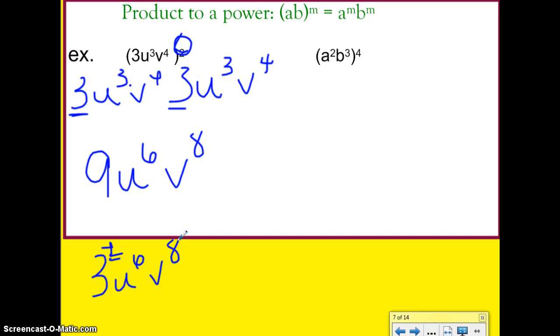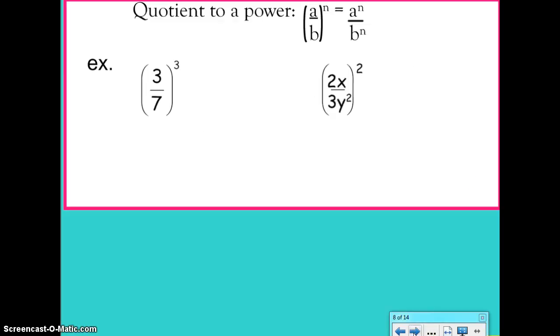Okay, using your rule, you would multiply them, so it's a to the 8th, b to the 12th. If you want to write out 4 sets and then add them, please feel free to do that. If that helps you, do it every single time. Okay, so now we have the quotient. This is the same idea. You have to give that exponent to each part. So I would have 3 cubed over 7 cubed.